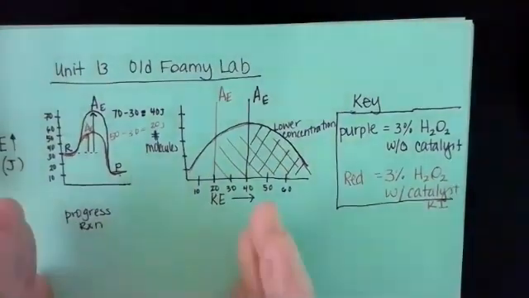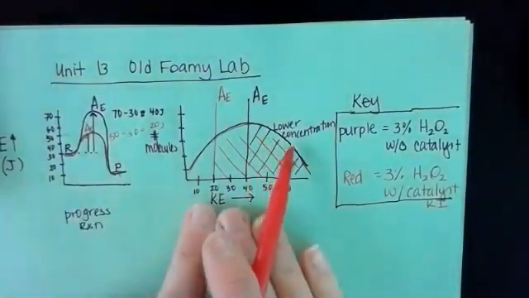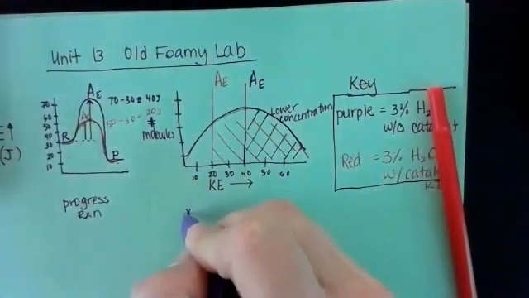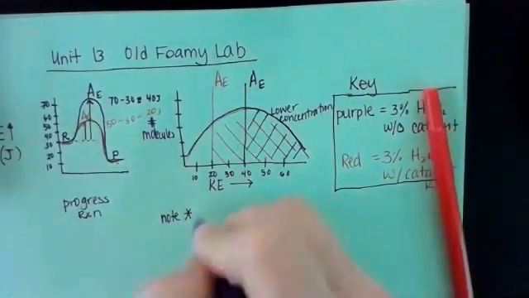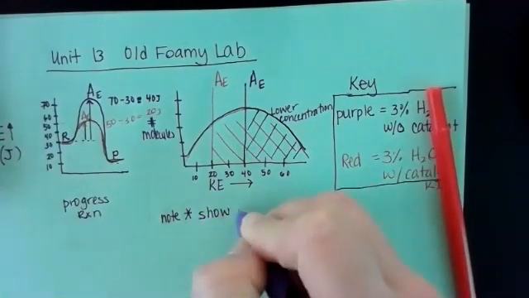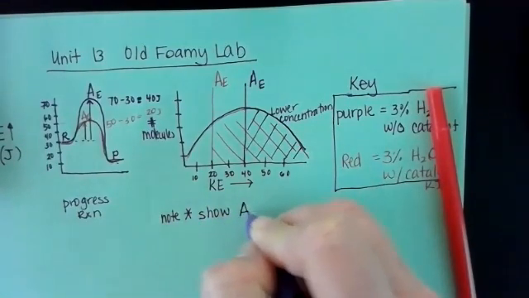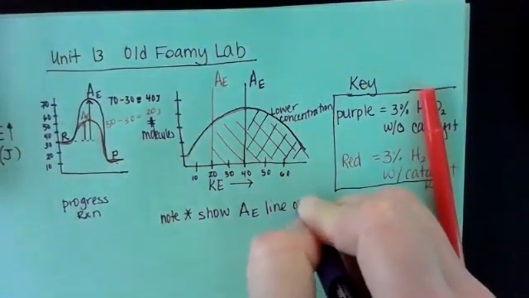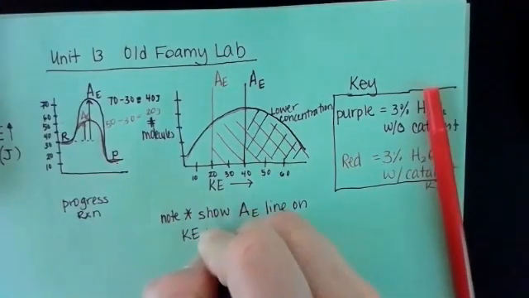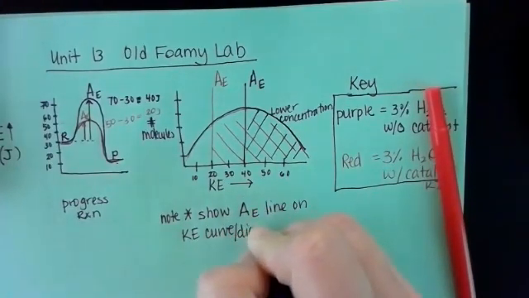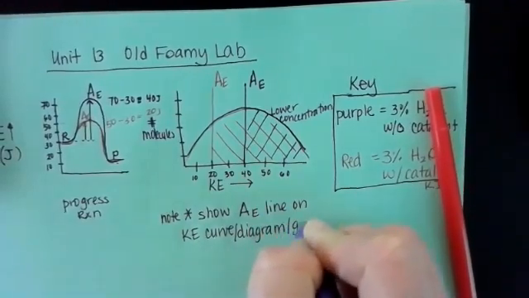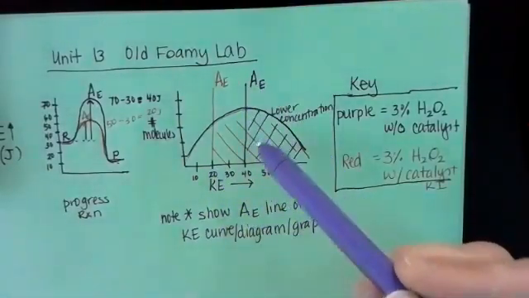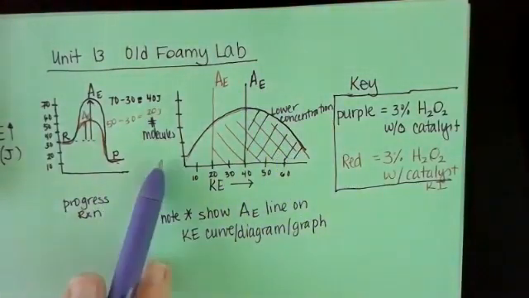So you always need to remember that when you have a progress reaction, you need to show the kinetic energy. Okay, I'm going to make a note. I guess it doesn't really matter what color, but I'm just going to put note. You want to make sure you show your energy of activation or activation energy. Again, it could have been EA or AE, the line, on your kinetic energy curve diagram, graph. Just giving you different vocab of that same thing. Okay, so you need to show the activation energy because that shows you how many molecules in this case reacted.